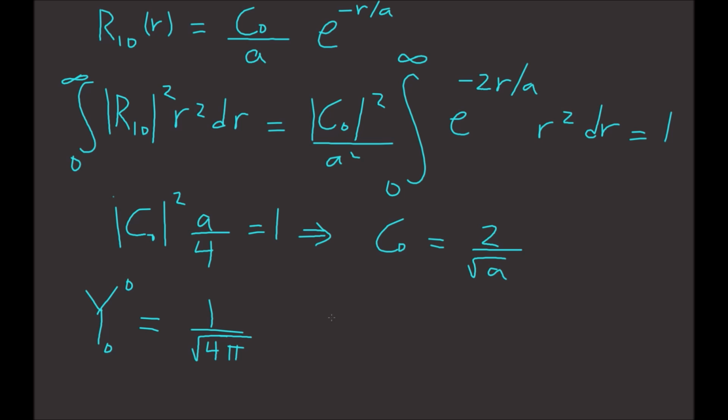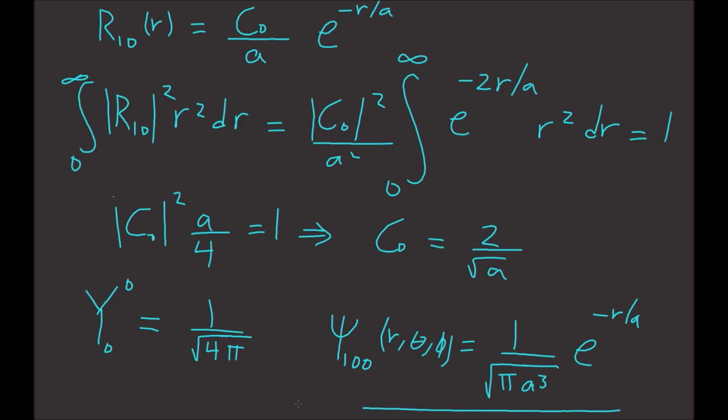So putting these together, we get psi for n equals 1, L equals 0, m equals 0, as a function of r, theta and phi. Psi equals 1 divided by square root of pi a cubed times e to the minus r divided by a. Okay, here we go. This is the first quantum state for the wave function. This is equation number 33.